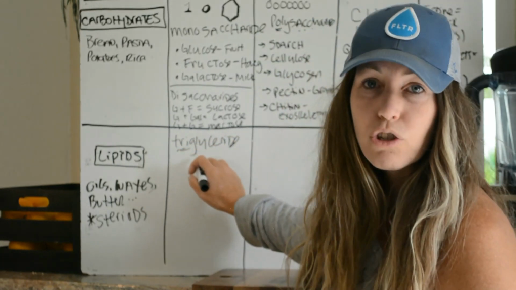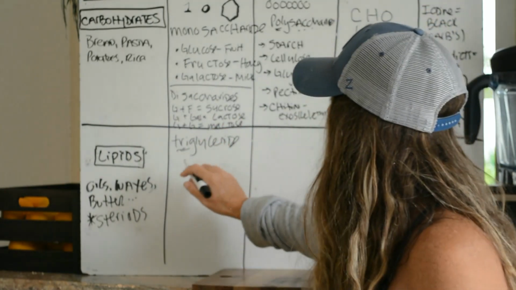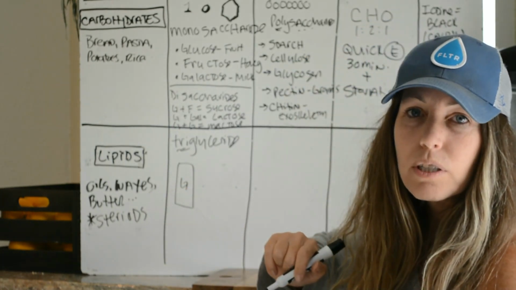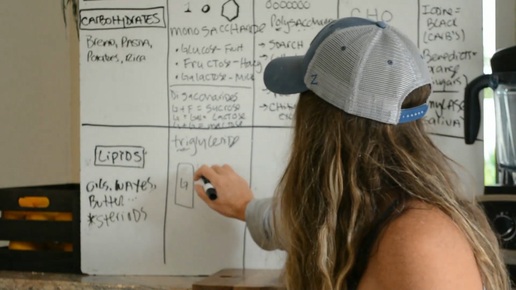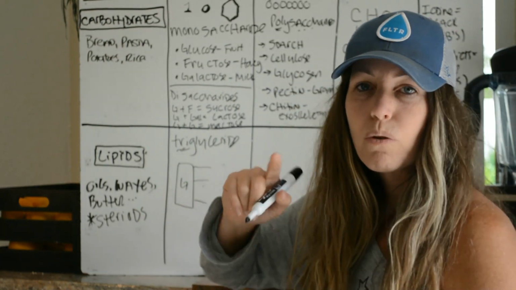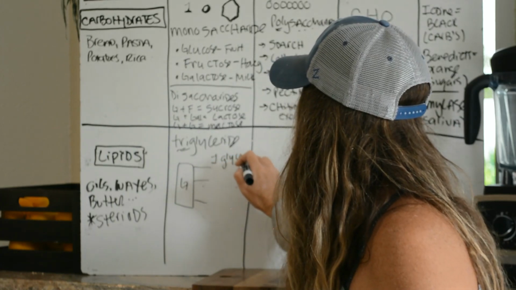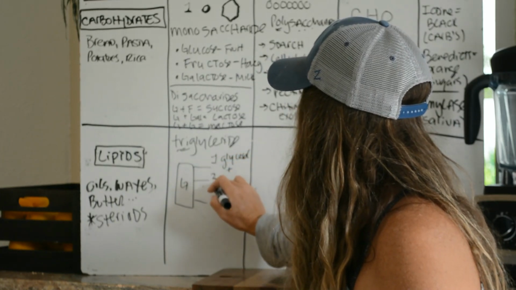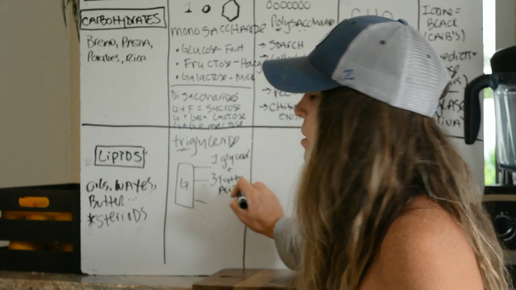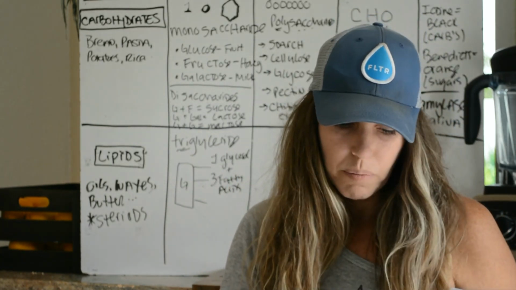Okay? Tri means 3, glyceride means glycerol. And so what happens is that we're going to take one glycerol, which is a giant molecule, looks like a big rectangle, and we're going to put together 3 fatty acids. Okay, so I want you guys to write that down. This is 1 glycerol plus 3 fatty acids. All right, so that's the single molecule that makes up lipids.